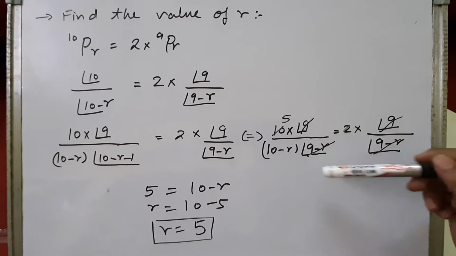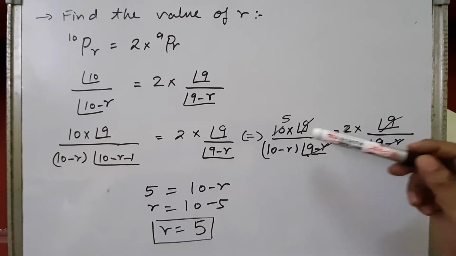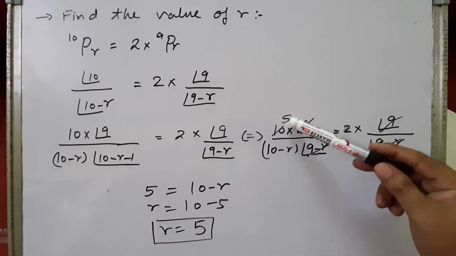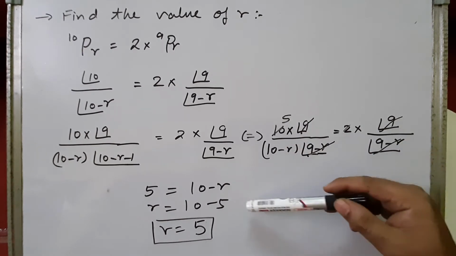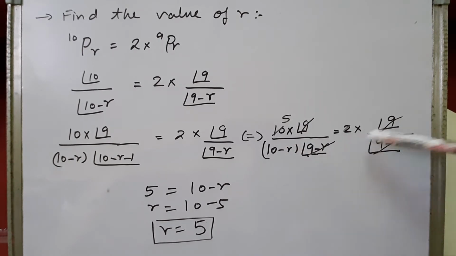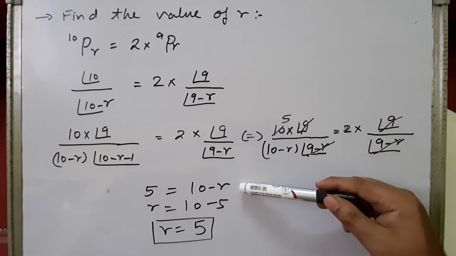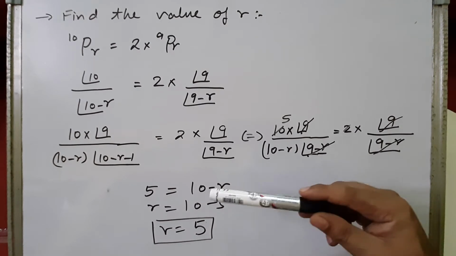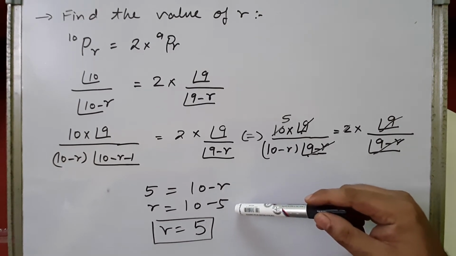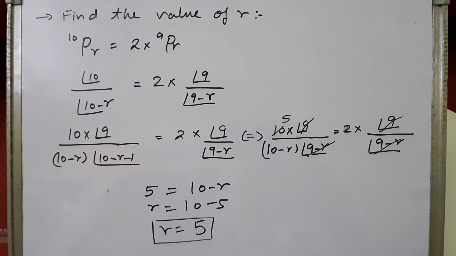So this factorial 9 minus r will get cancelled, this factorial 9 will get cancelled, and 2 5s are 10 will get cancelled. When we cross multiply, we get 5 equals 10 minus r. Transferring r to that side, r equals 10 minus 5, which is 5. So the required value of r is 5. Alright, please note down.